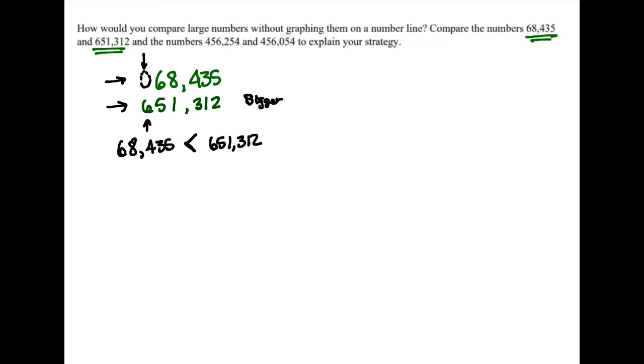Okay, let's do the next two numbers. So, those two. So, 456,254 is the first number. Double check that you got the numbers correct. And the second number, because I know it's exactly the same number of numbers, I'm going to line it up exactly. Okay. All right, so now what you're going to do is start over from this side, reading them this way.